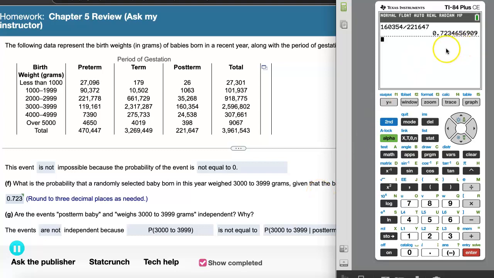Again, the reason we were doing that is because we were only focused on the babies that were post-term. And that was told to us because we're given that the babies were post-term. That's now like our set that we're looking from. In part G, we're asked, are the events post-term baby and weighs 3,000 to 3,999 grams independent, and why?